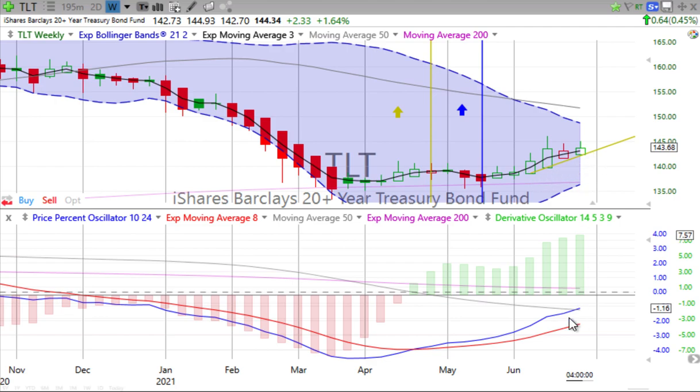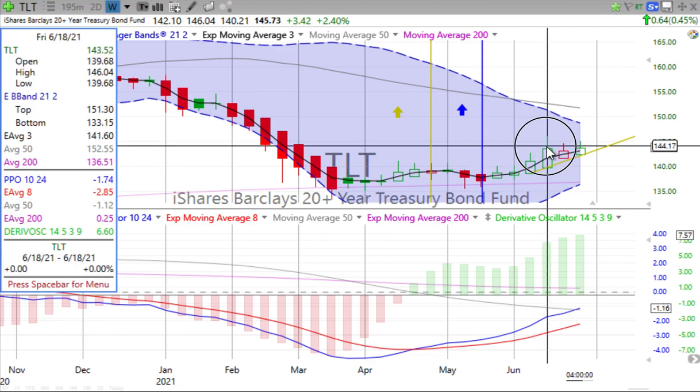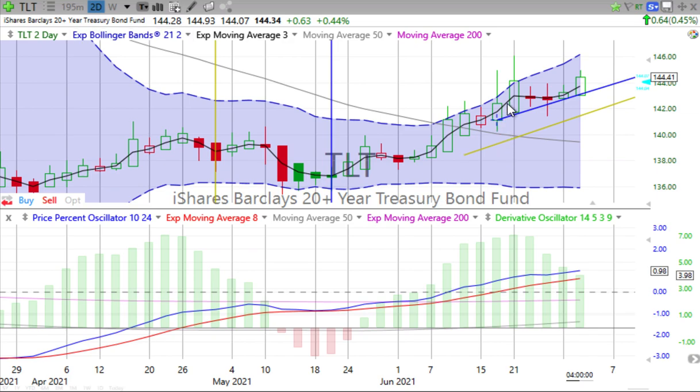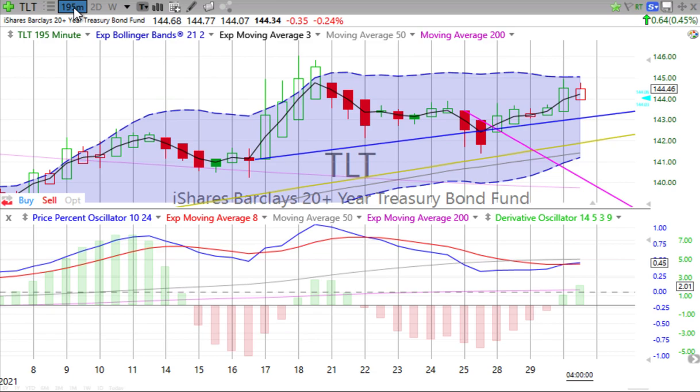That weekly trend line, price percent oscillator heading up, derivative oscillator heading up. Still haven't hit that high though from almost 2 weeks ago. Look at the 2-day. We can again see where things, that last 2-day candle, little green up candle, this one looking nice, moving up that 2-day trend line also. Derivative oscillator losing some momentum, but that price percent oscillator still trying to edge up.